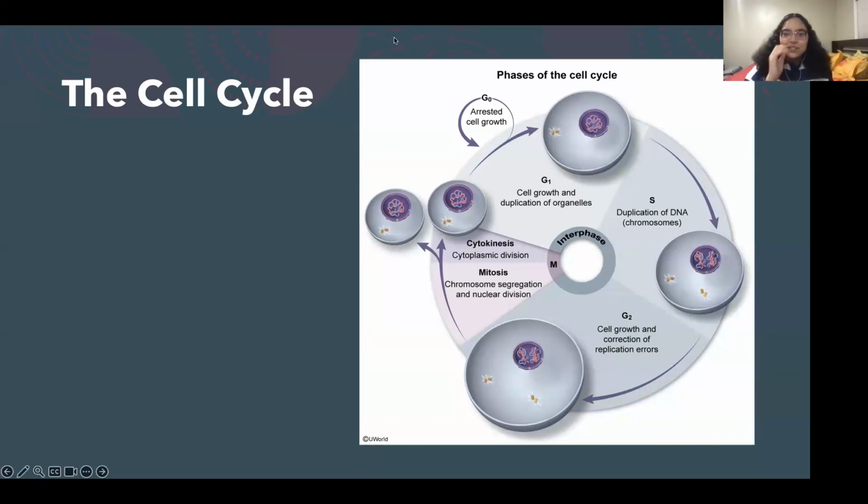Okay, we'll move into the cell cycle. So the different phases of the cell cycle: of course, we know mitosis is where the cell divides, but there's also interphase, so G1, S, and G2. G0 is if it goes into arrested cell growth. Otherwise, G1 is duplication of organelles, S is synthesis where you duplicate the DNA, G2 you grow more and correct any errors, and then in mitosis you divide. Cytokinesis is the physical division, while mitosis is the chromosomes separating. So that cycle goes on and on until cell death.